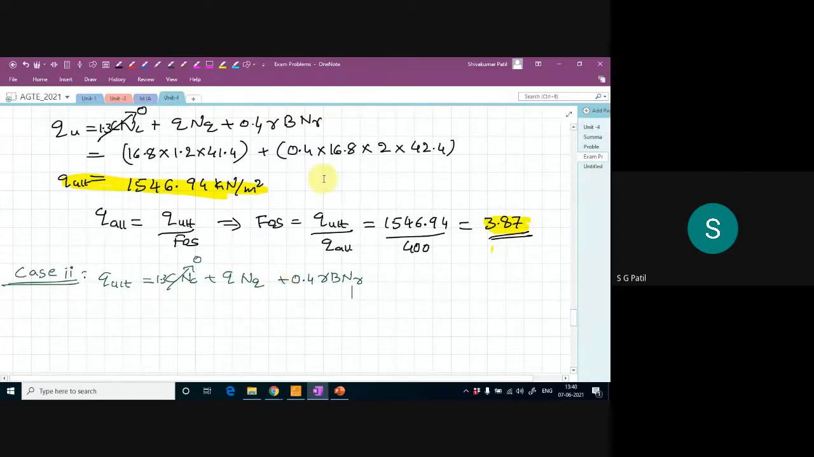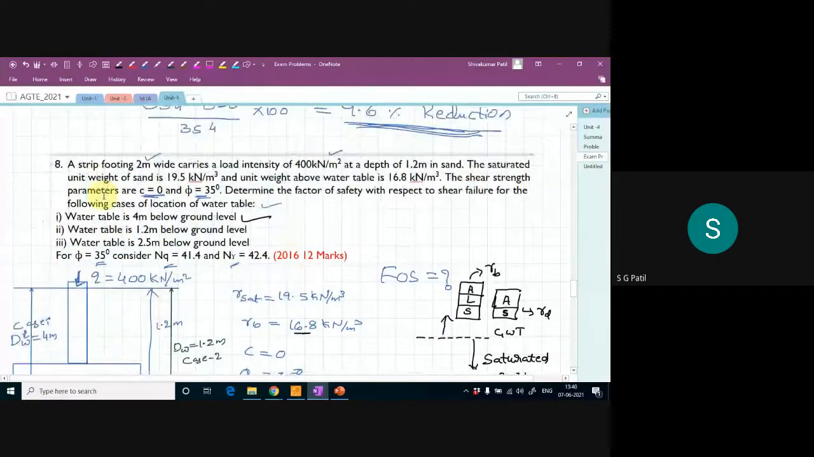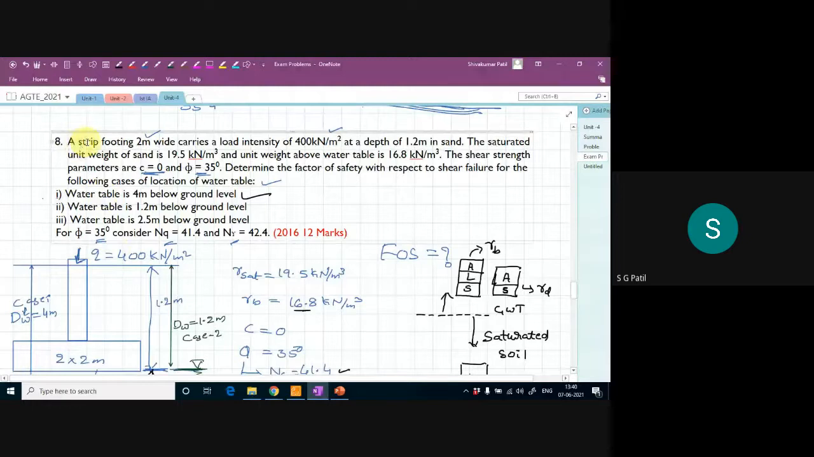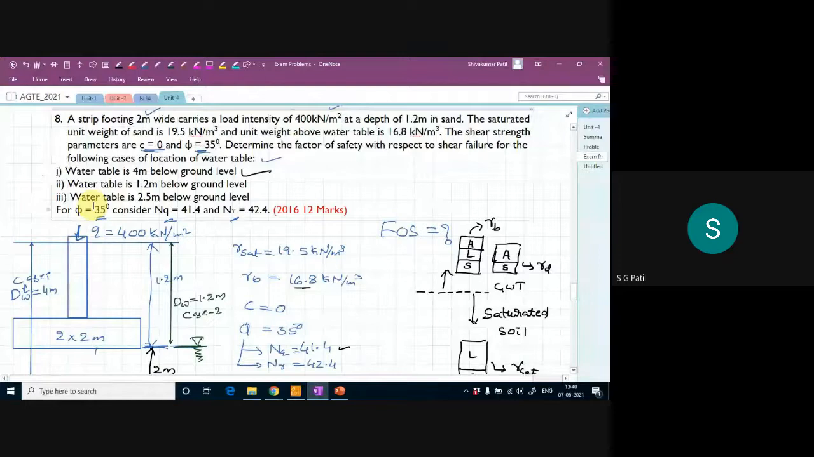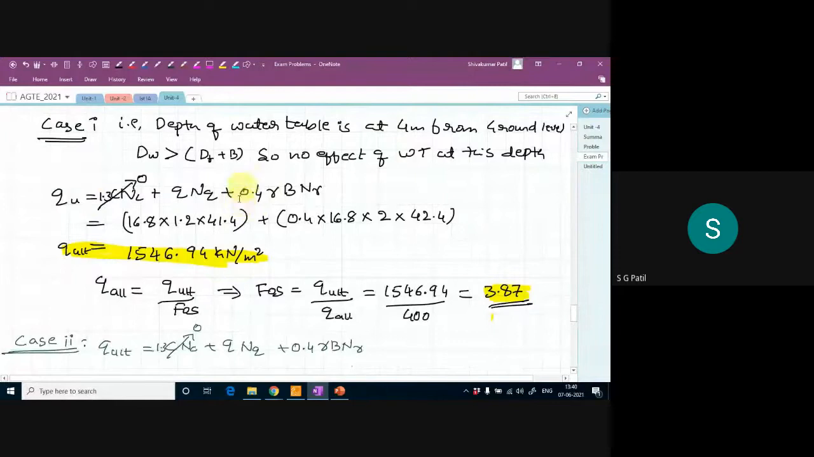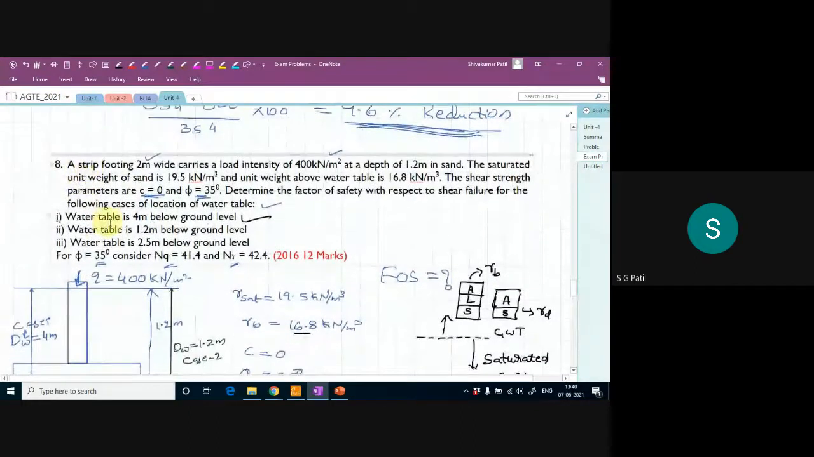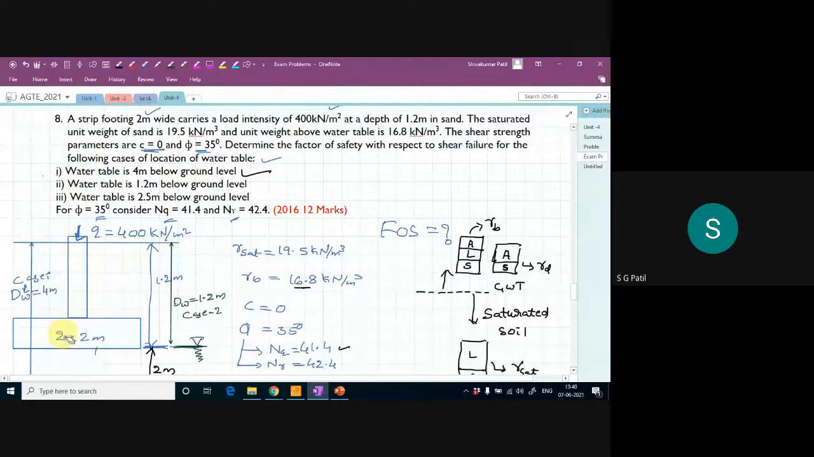Someone was telling, oh my god, see, this is a strip footing. Somebody was asking, just some time back, he was telling this is 0.5. So he is correct, because the given foundation is a strip footing. I thought it is a square footing. Sorry, I did not read this problem properly. So this is the strip footing, not square footing.